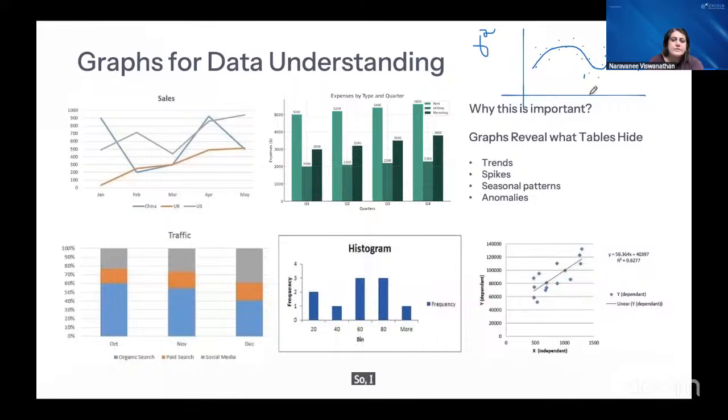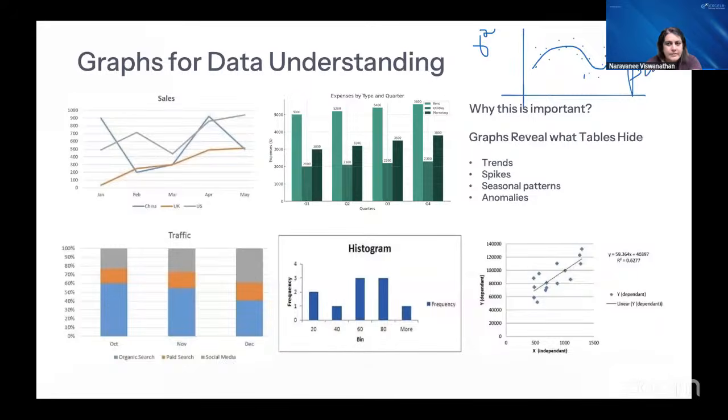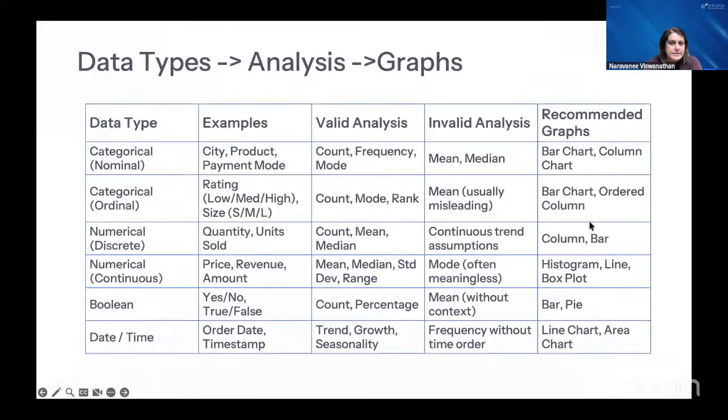This is not an inverse S. This is called a polynomial regression. I will try to fit a polynomial regression. I cannot fit a line. If I try to fit this kind of regression, it is wrong. Is it clear, everyone? Making sense?